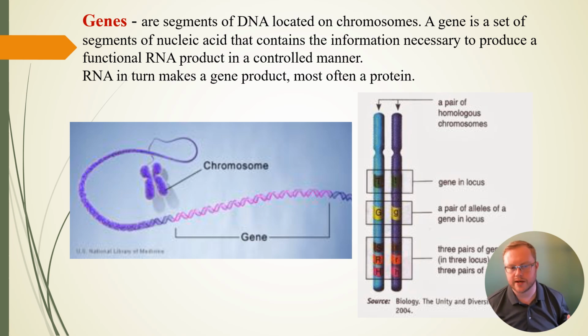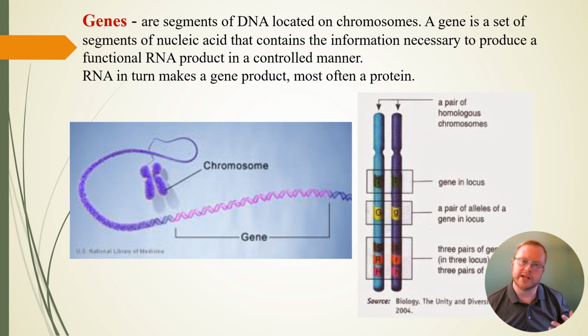All right, so as we can see on your slide, genes are small segments of DNA located on chromosomes. A gene is a set of segments of nucleic acid that contain the information necessary to produce a functional RNA product in a controlled manner. RNA in turn makes a gene product, most often a protein. So, that was a mouthful. What does all that mean?